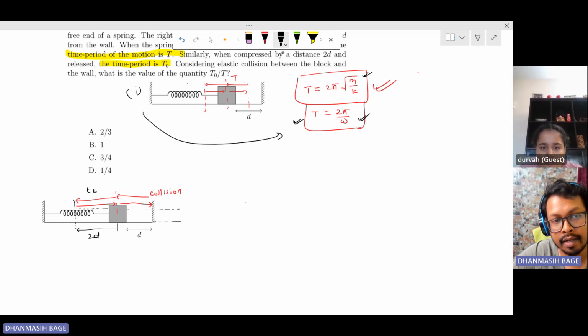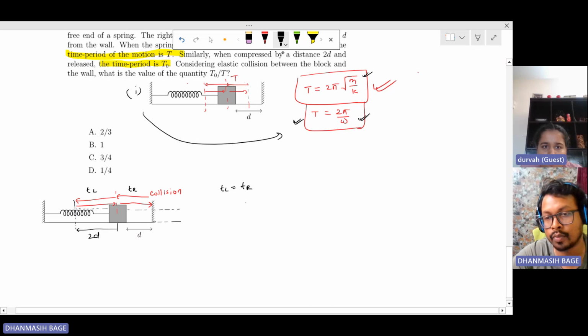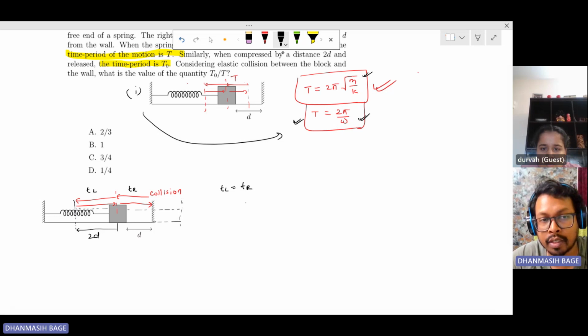But just see whatever we just solved in this problem, right? This is the TL and this is the TR, and the TL is always equal to TR. This will remain because imagine that if there wasn't any wall, then it would have completed the entire distance, right? Like here, and the time taken would have been exactly the same. So what will happen? It will spend some time during the collision. It will come to a halt and the velocity will be reversed.